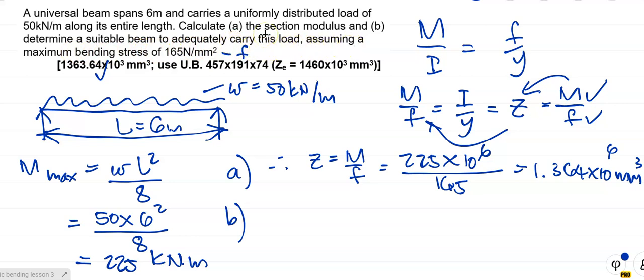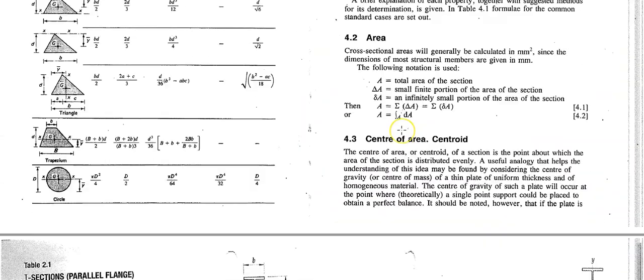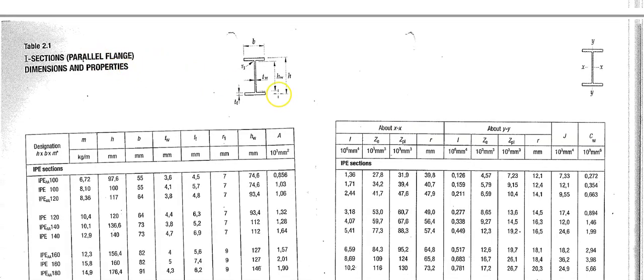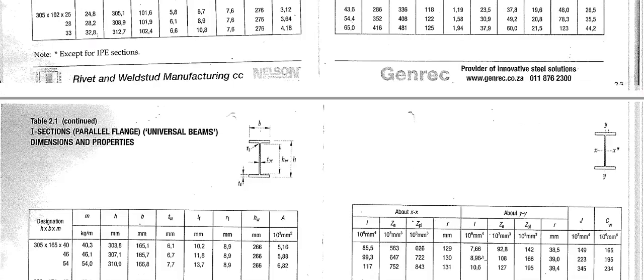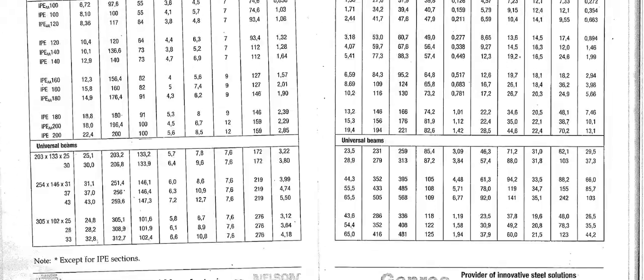Right. What you do is this. You go to the steel tables I gave you. Here it is over there. Remember that? You go down to universal beams. Don't make a mistake. That's universal beams, and that's universal columns. Get it right. That's the square section. Universal beam is the I section.